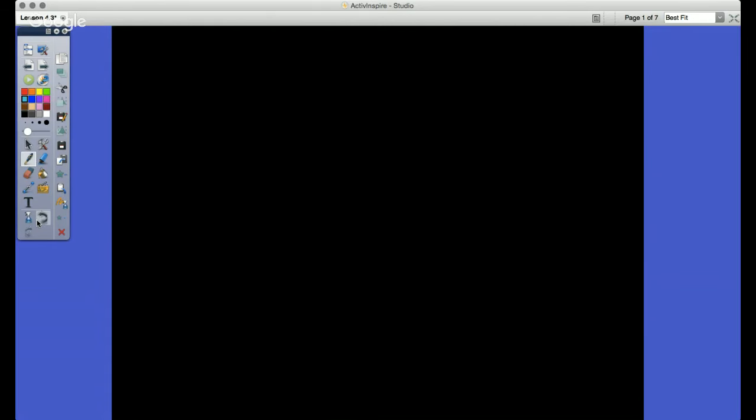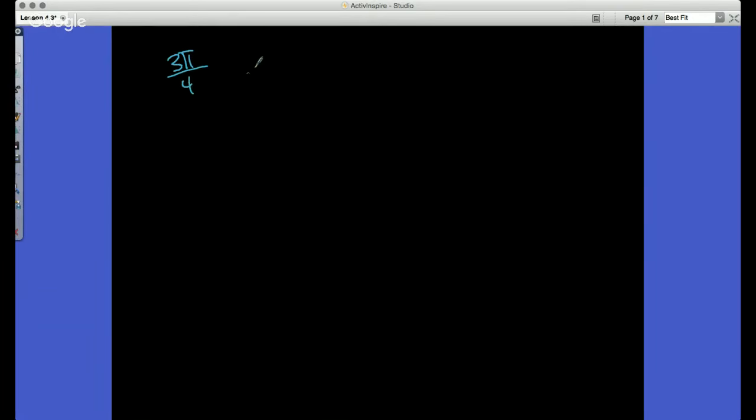The next one is point on a unit circle. So if I say at 3 pi over 4, what is the point on the unit circle? You would tell me that it's negative square root of 2 over 2, comma, square root of 2 over 2, okay? And that would be the point there.